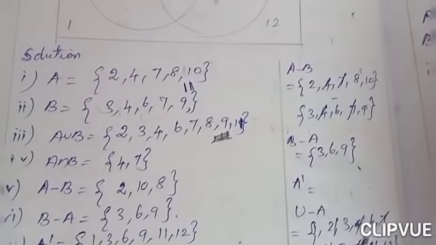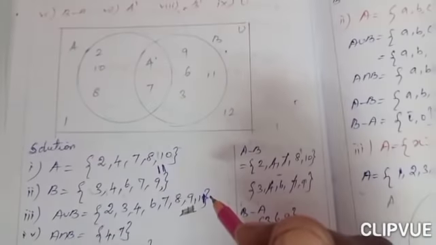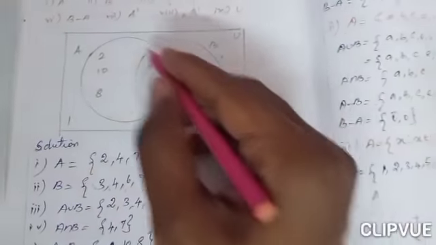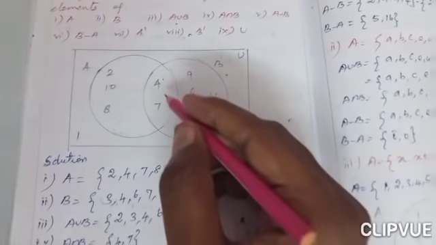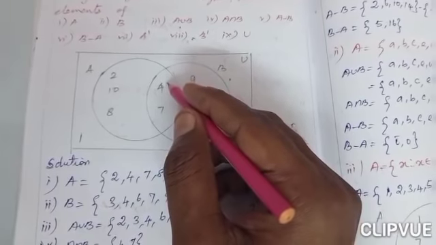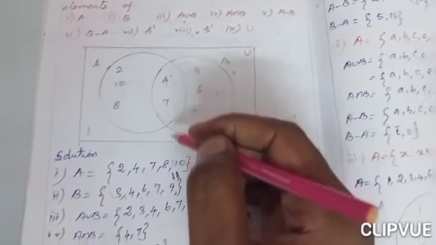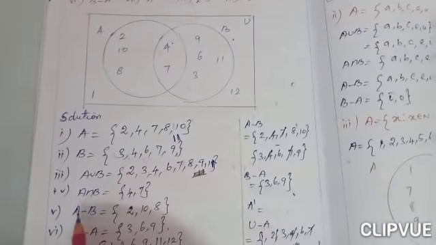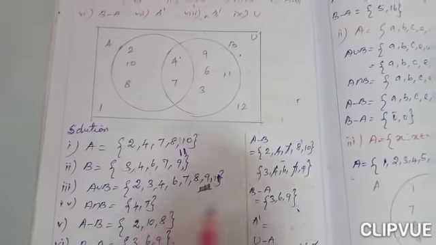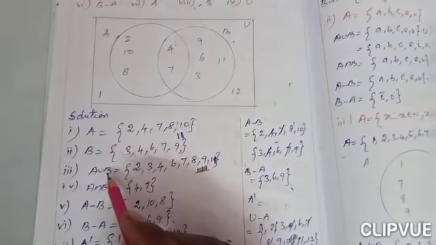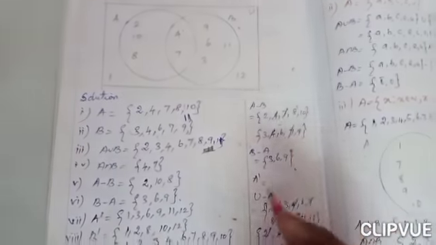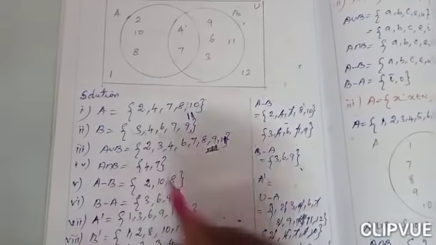After that, A intersection B. This A intersection B, you have to see carefully. These two circles are intersecting one another. In that place you have only two elements, that is 4 and 7. A intersection B equals 4, 7. So this is very basic: A, B, A union B, A intersection B. After that, A difference B.